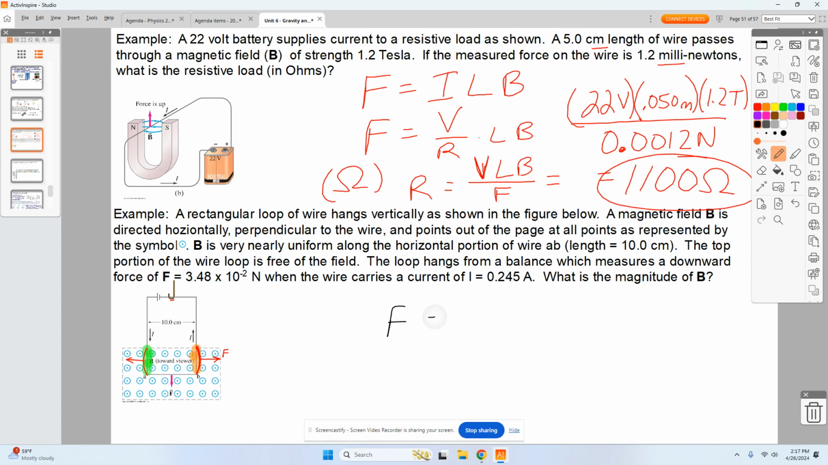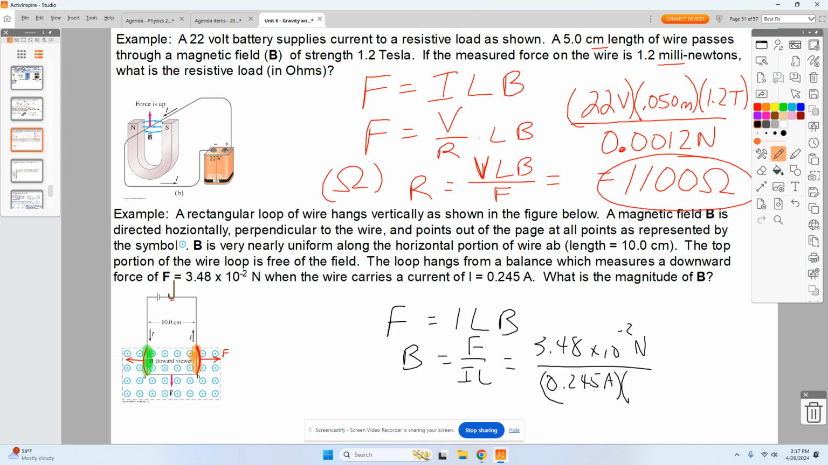So again, force is equal to ILB. I'm looking for the magnitude of B, so it's just F over IL. That force is 3.48 times 10 to the negative 2 newtons. I is 0.245 amperes. And the length, I have to put that in meters, so 0.100 meters. And Malcolm gave me that, what was it? 1.37 T. I got 4.2.